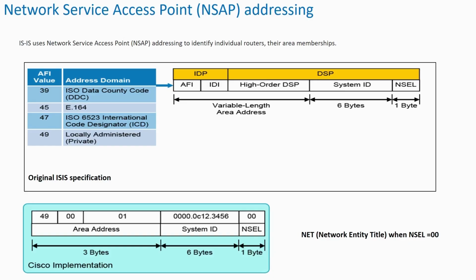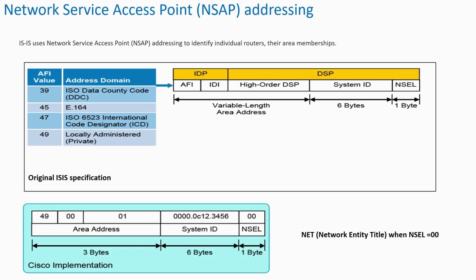Even though ISIS has been extended to support IP networks, it still uses the connectionless network protocol addressing for its internal operation, and that addressing is called Network Service Access Point. ISIS uses the Network Service Access Point addressing to identify individual routers and their area membership.